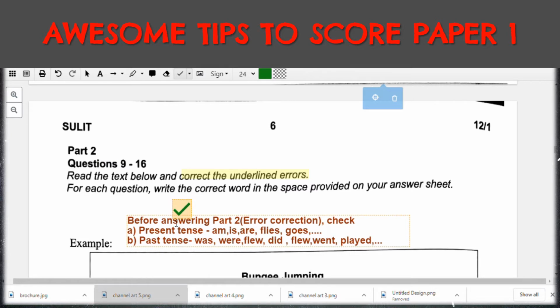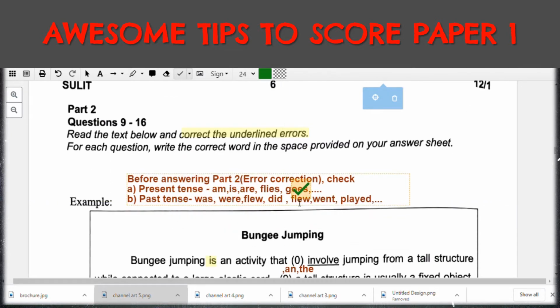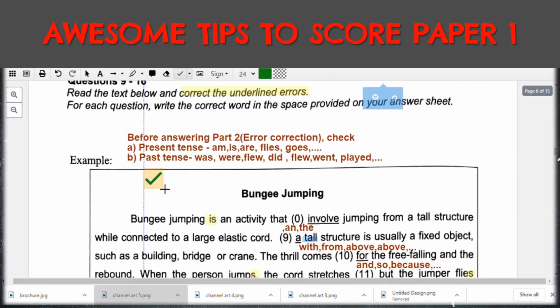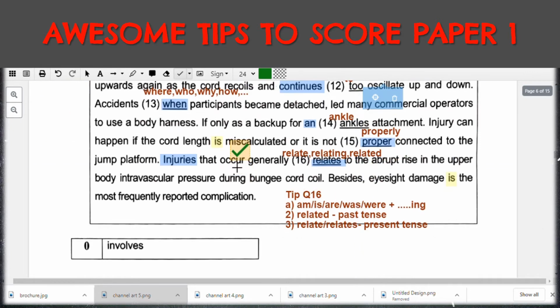So the tip here, before answering part 2, error correction, please check whether the whole passage is in present tense or past tense. How do you know it's present tense? Look out for certain verbs or verbs to be like am, is, are, or flies, goes, gets, verbs with s or es. That means the passage is in present tense. Now, how do you know it's past tense? Then look out for the verbs to be, was, were, flew, did, or when you see any words with ed, then you know the passage is in past tense.